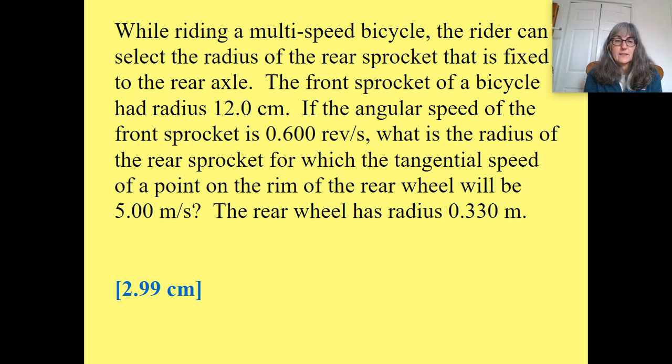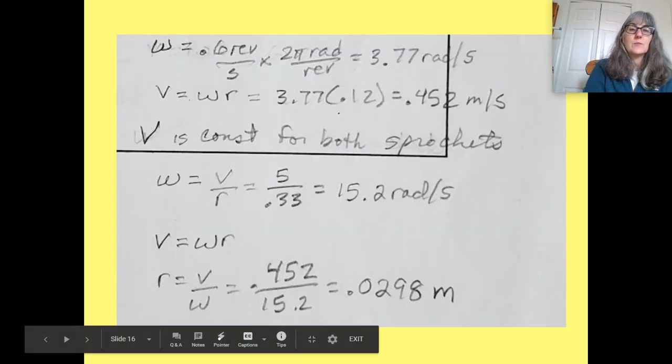And then they give you the radius of that wheel. The most important part of this problem, besides remembering to convert centimeters into meters, is knowing that that wheel's tangential speed is going to stay the same. So that v is going to be the same, and that helps you solve it.